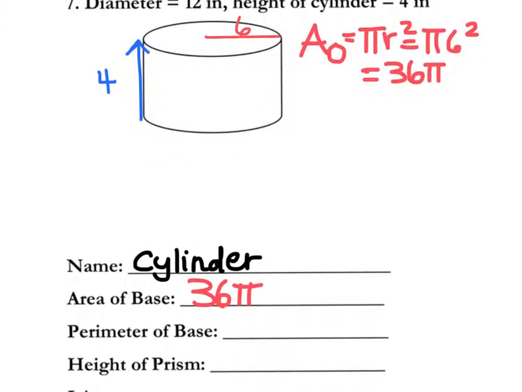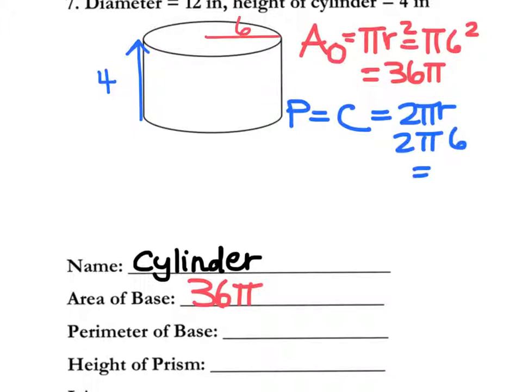Perimeter of base. Well, the perimeter is my circumference, 2 pi r. So 2 times pi times my radius 6, that's going to be 2 times 6 is 12 pi. Once you get the hang of this, guys, it ain't no thing. Height of the prism, again, arrow going up, we got 4.